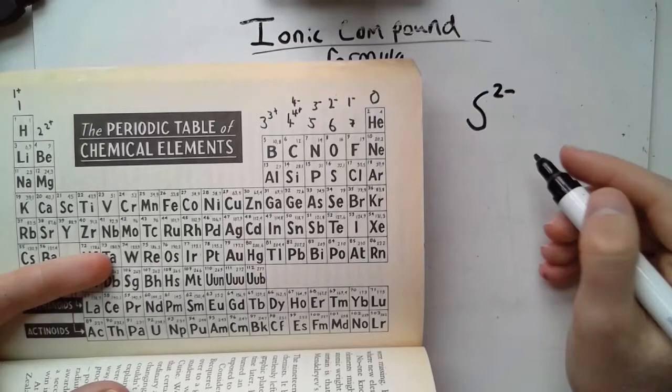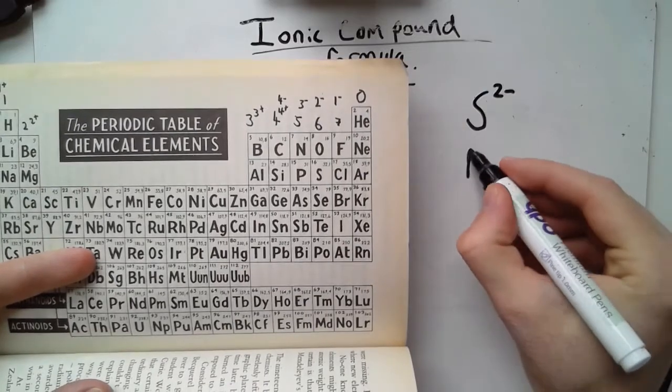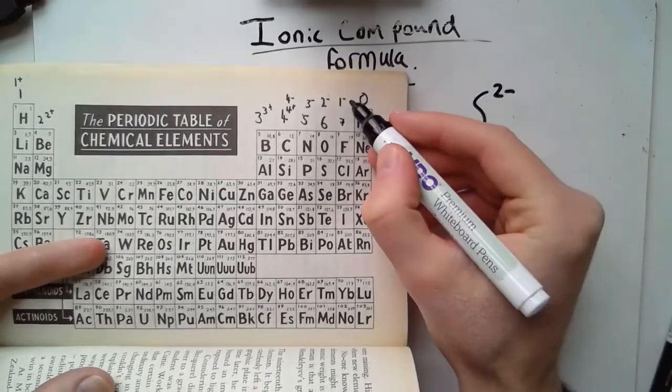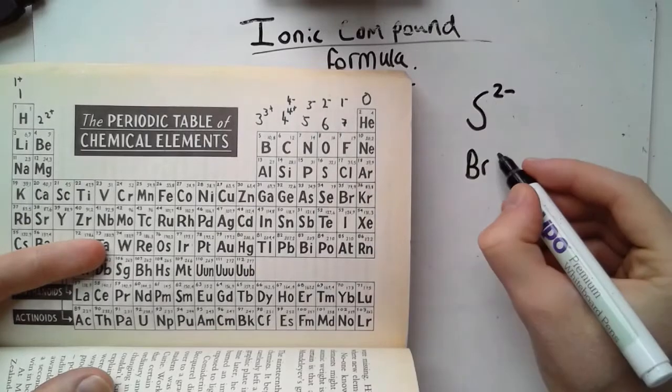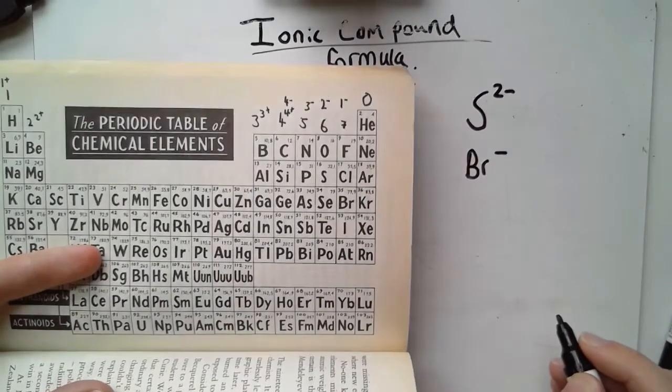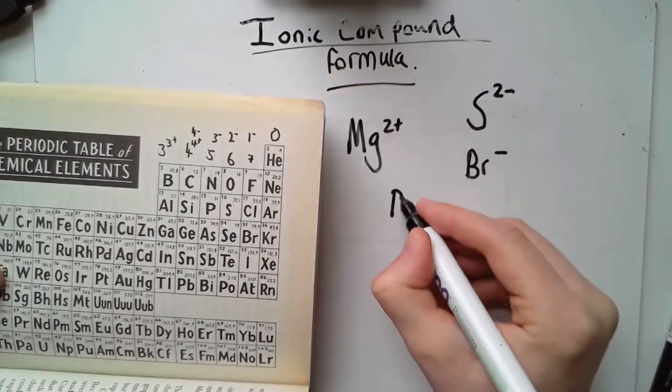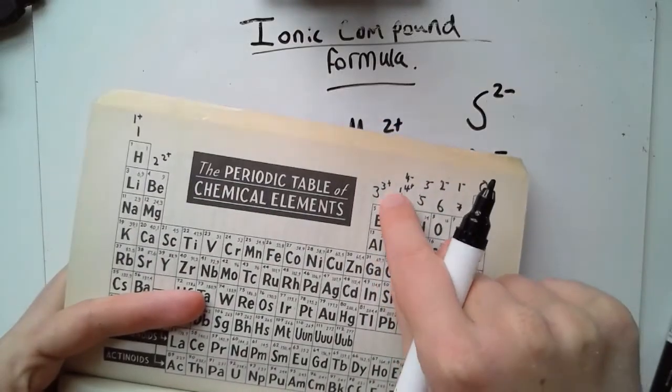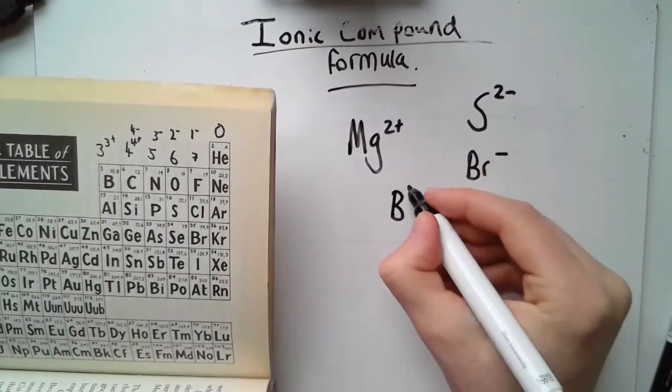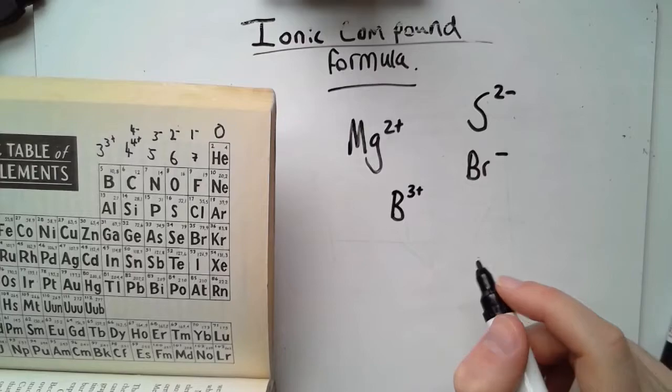Bromide. Bromide's in group 7. So group 7 elements form 1- charges. So it's Br-. Let's try one more positive one. So boron's in group 3. We know that these group 3 ones form 3+ ions.